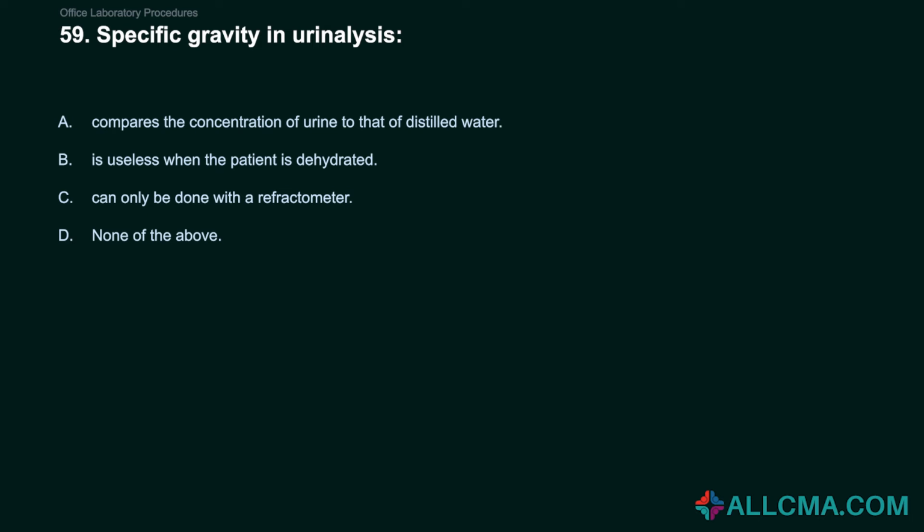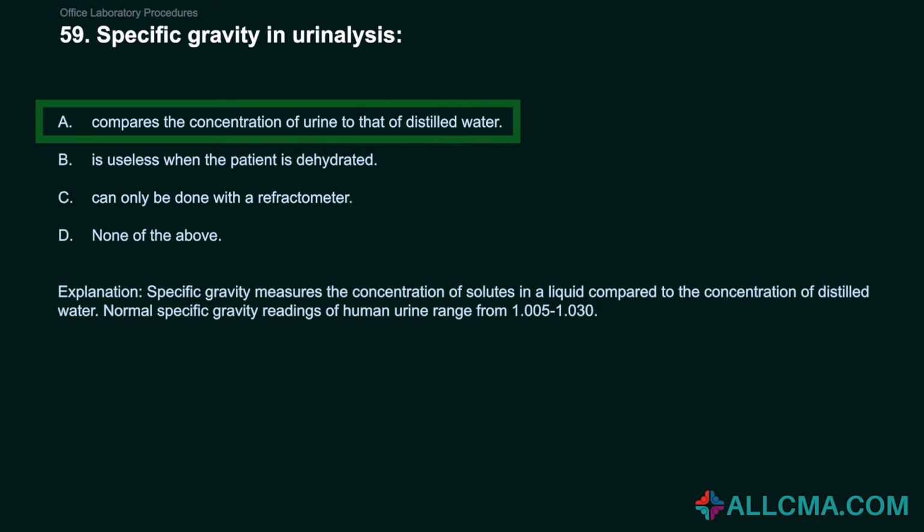59. Specific gravity in urinalysis. A. Compares the concentration of urine to that of distilled water. B. Is useless when the patient is dehydrated. C. Can only be done with a refractometer. D. None of the above. Correct answer, compares the concentration of urine to that of distilled water. Specific gravity measures the concentration of solutes in a liquid compared to the concentration of distilled water. Normal specific gravity readings of human urine range from 1.005 to 1.030.